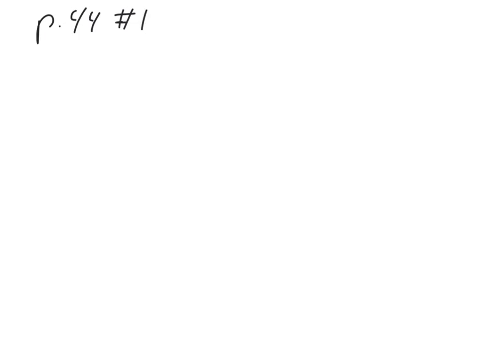Alright, let's work through the example, page 44, number 1. Heather and Matthew walk with an average velocity of 0.98 meters per second eastward. Alright, so I'm going to write this down. V average equals 0.98 meters per second eastward.